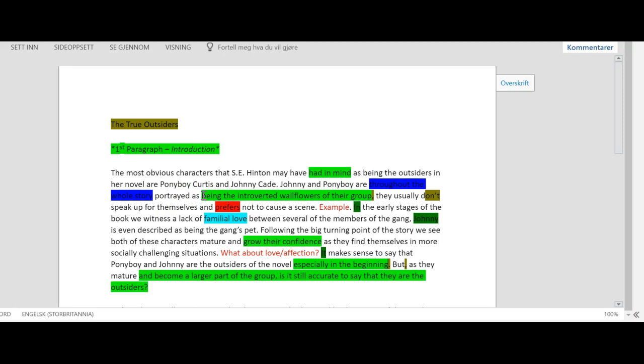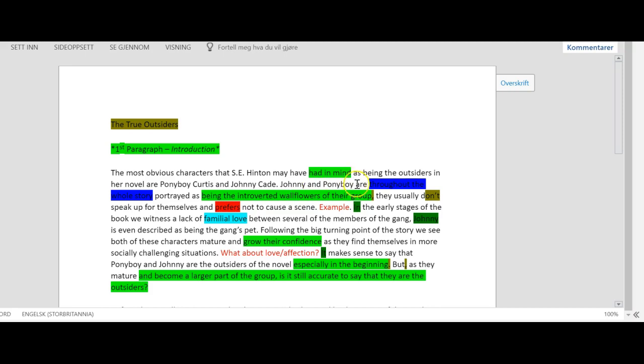So let's take a look at that. I think introverted wallflower is a little bit informal, so I think we need to change it. And then let's read the next part. They usually don't speak up for themselves and prefers not to cause a scene. So we're talking about this introversion because they're not speaking up for themselves and they don't want to cause a scene, but we need to change this wording. So how about something like "are portrayed as," and to add a little bit of end weight to the sentence, maybe we could say "as decent, conscientious, yet reserved members of their gang."